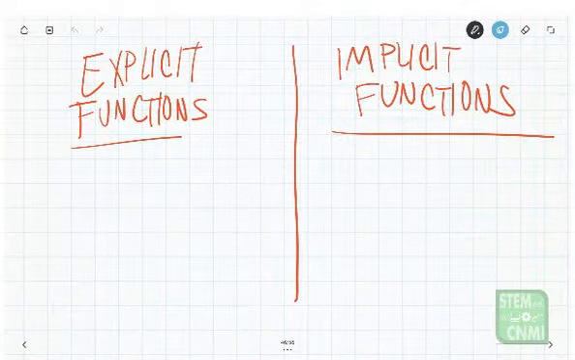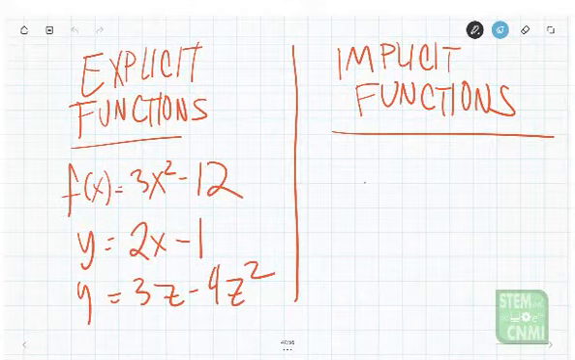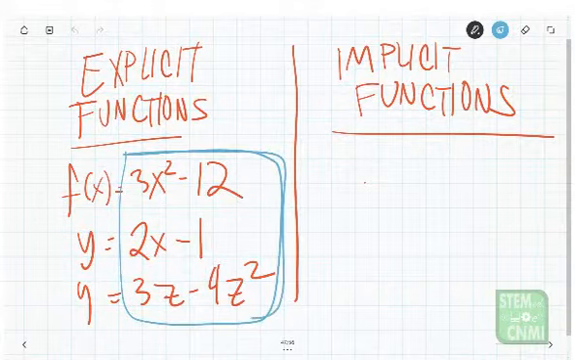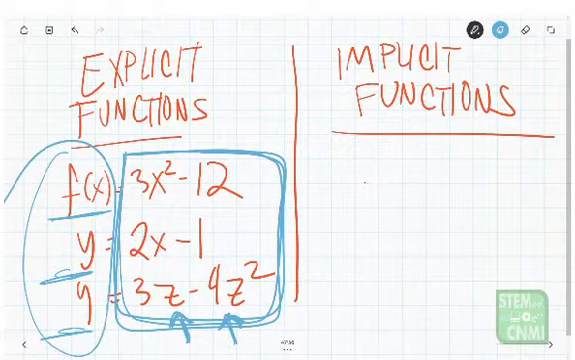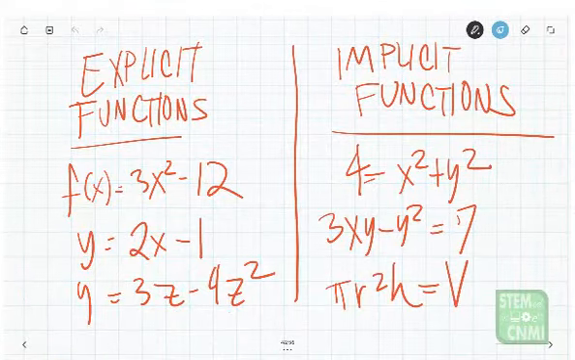And so some examples of explicit functions: f of x equals 3x squared minus 12, y equals 2x minus 1, y equals 3z minus 4z squared. Again, it's all about this notation where you have your more complex expression on this side, and really you just have one variable on this side. So you plug in values on one side of the equation, and then you end up with a value for the other variable. Examples of implicit functions: we might have 4 equals x squared plus y squared, 3xy minus y squared equals 7, or something that doesn't even involve x and y, pi r squared h equals v.